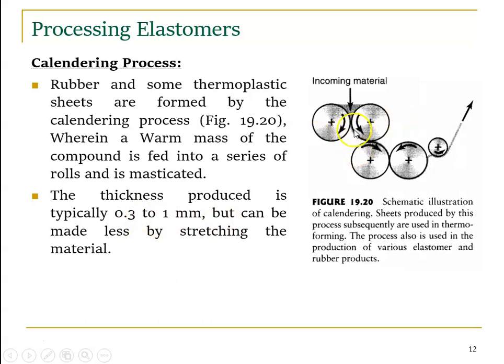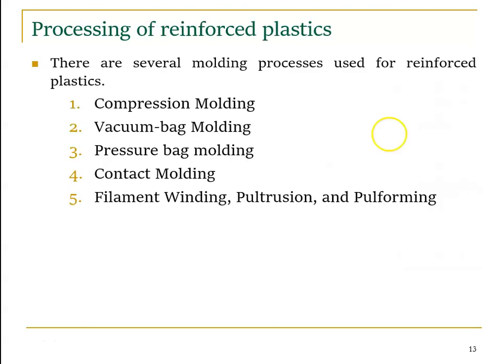So this is similar to our rolling process. We add the incoming material here, the rollers rotate, so it is extruded, right? The material passes through the rollers and finally we get the shape. We can get the thickness of 0.3 mm to 1 mm. If you want a thickness less than 0.3 mm, you can stretch the raw material more. This is the calendaring process. So plastic rolling, we say, is a calendaring process, right? The next one is the processing of reinforced plastics.